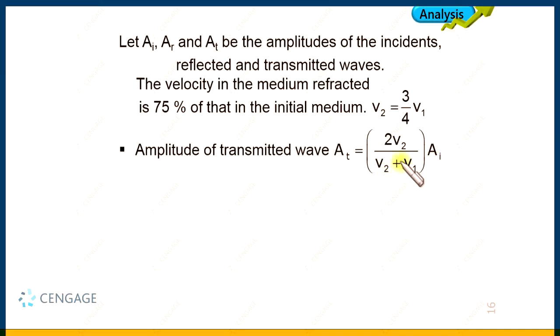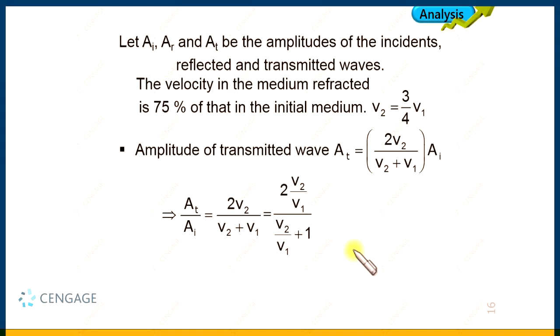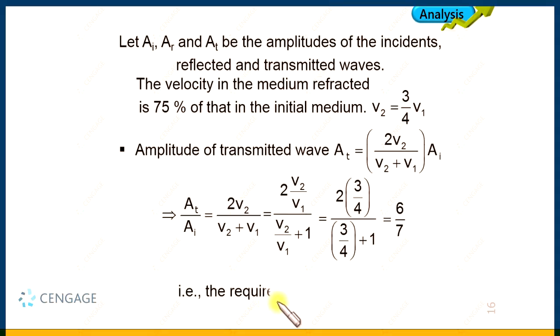Again, we can write this formula in terms of the ratio. We can take V1 as common. So if we take V1 as common, this ratio will be equal to 2 multiplied by V2 divided by V1, and here is V2 divided by V1 plus 1, right? And we can rearrange this equation. If we substitute now, and after solving, this is equal to 6 by 7. And now we can write this ratio AT divided by AI equal to 6 by 7. So this is the required ratio.